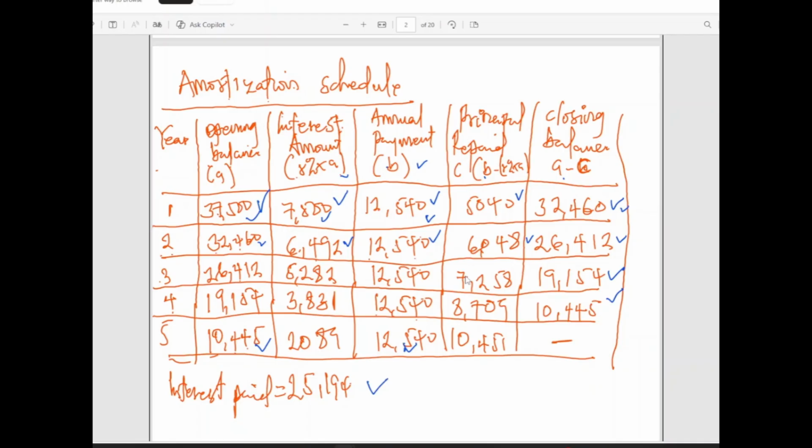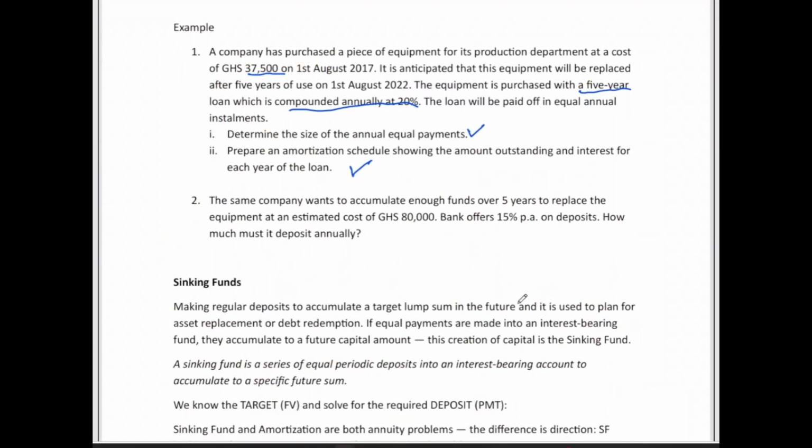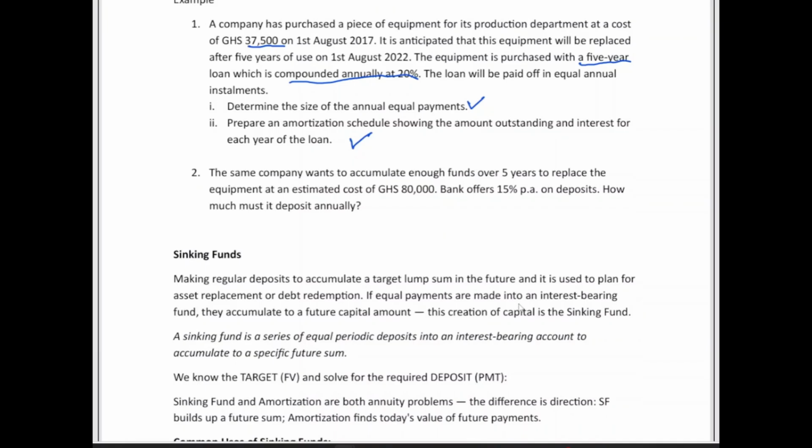So in this case, you realize that at the beginning of the period, your interest amount is large, but at the end, the interest amount is very small. And you realize that at the beginning, your principal prepaid is small compared to at the end, where the principal prepaid is large. So let's look at example 2, right?